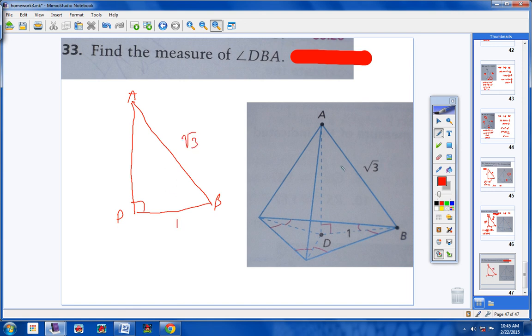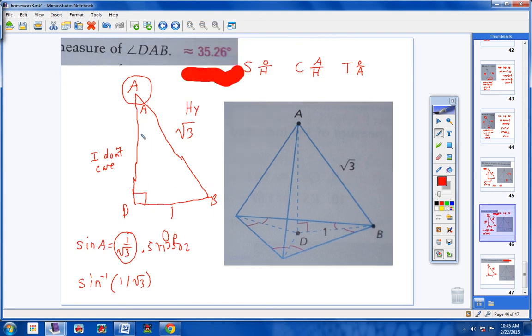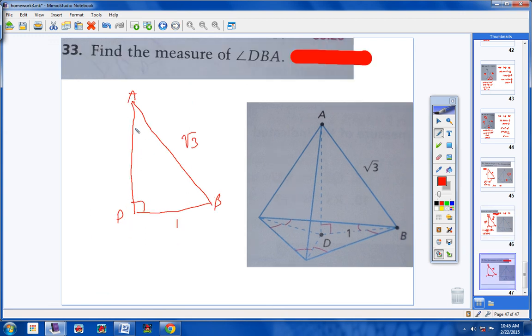Did we not just find the measure of angle A? Sure, we know this angle right here is 35.26. Then when we find the measure of angle DBA, this angle here, well guys, just add up and subtract from 180. So it would be 54 point, let's see, 74 I believe. Yes, that's correct. So 54.74 degrees, because this plus this is 90, plus 90 is 180. So really, not a lot of work to do on that one.